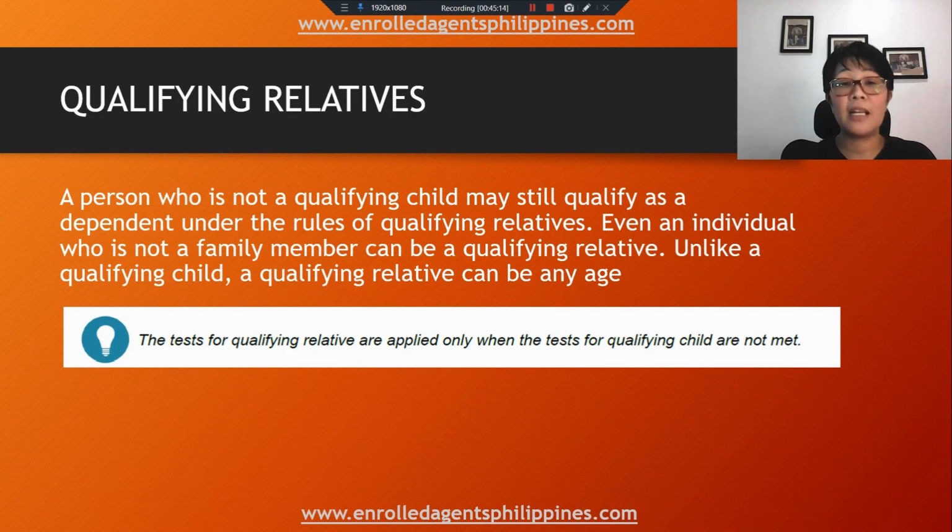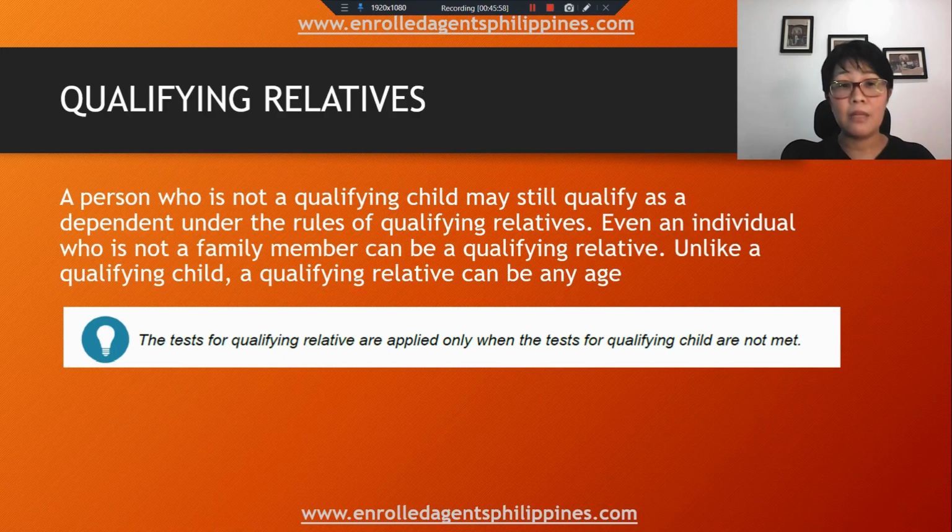The tests for qualifying relative are applied only when the tests for qualifying child are not met. No? So, yung kaninang apat na test. Pero kailangan guys, okay, malito ha, kailangan lahat ng qualifying dependent, whether qualifying child or qualifying relative, ma-meet yung 3 primary test, na yung DJC natin kanina: yung dependent taxpayer test, joint return test, citizenship or residency test. Pag doon pa lang sa tatlo na yung bagsak na, hindi na pwede mag-qualify. Hindi na pwedeng i-claim as dependent. So, yun yung ibig sabihin ko na primary test.